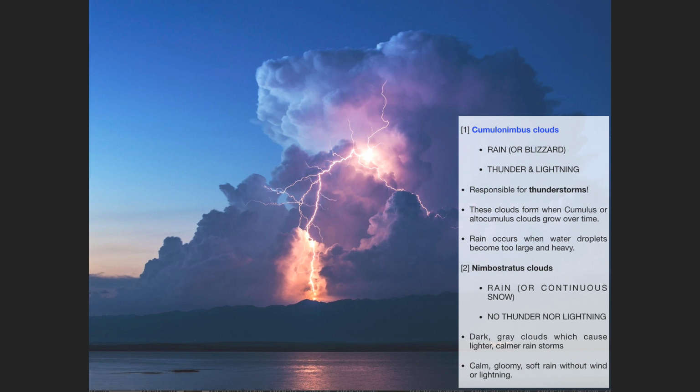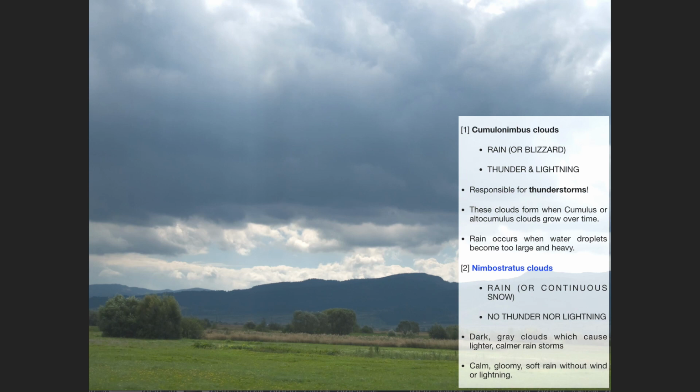While cumulonimbus clouds can yield a more violent or aggressive storm, nimbostratus clouds are a lot more peaceful. Nimbostratus clouds are clouds that produce rain or continuous snow, depending on the temperature, but these are not associated with thunder nor lightning. These are going to be dark gray clouds which cause lighter, calmer rainstorms. And so the backdrop we see here is calm, gloomy, but yet we only have a soft rain, usually without wind or lightning.